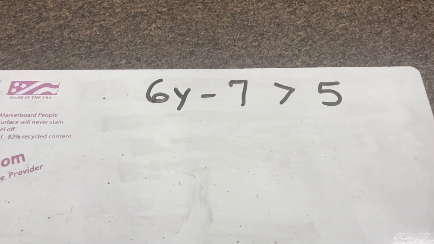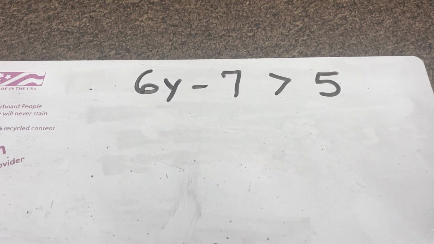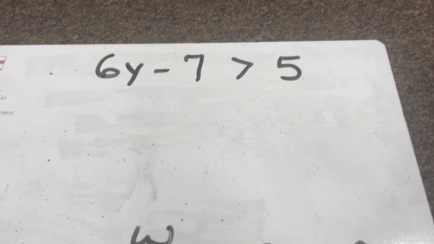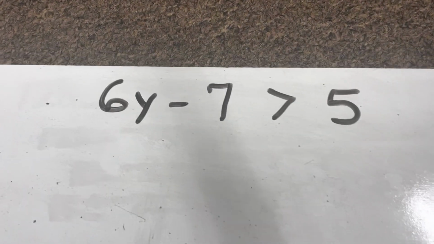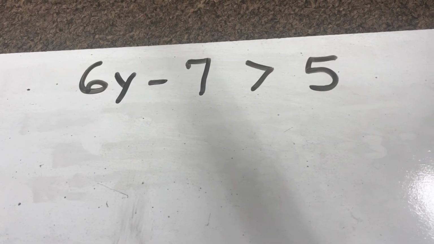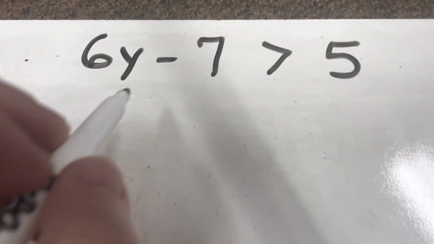All right, grade 7. Well, we are getting into our last video for chapter 4, lesson 4.7, solving two-step inequalities. So basically, we are solving the equation, then graphing the solution. So 6y plus 7 is greater than 5.